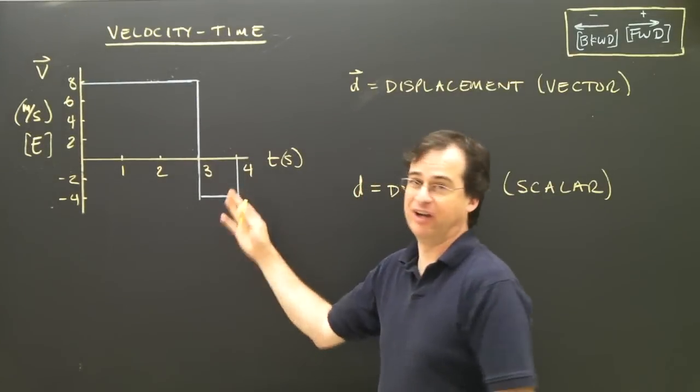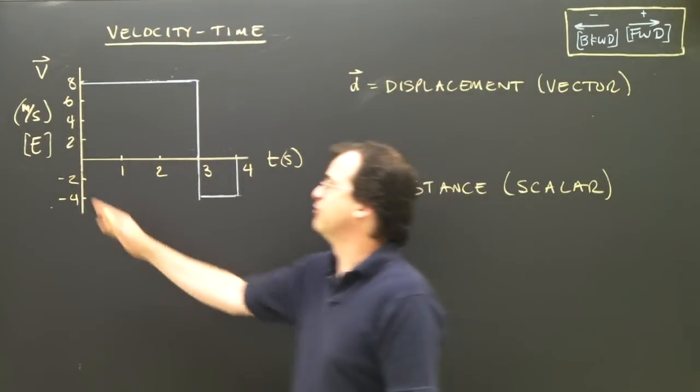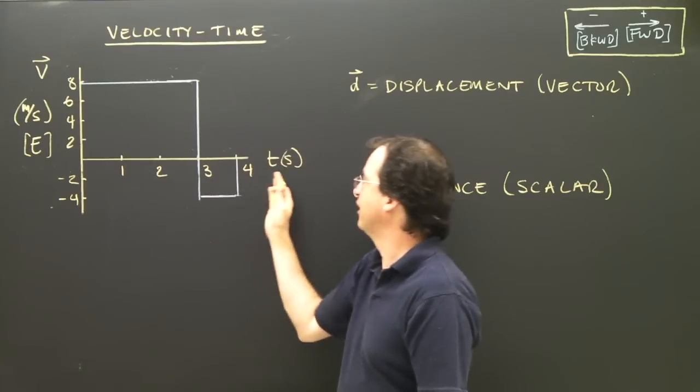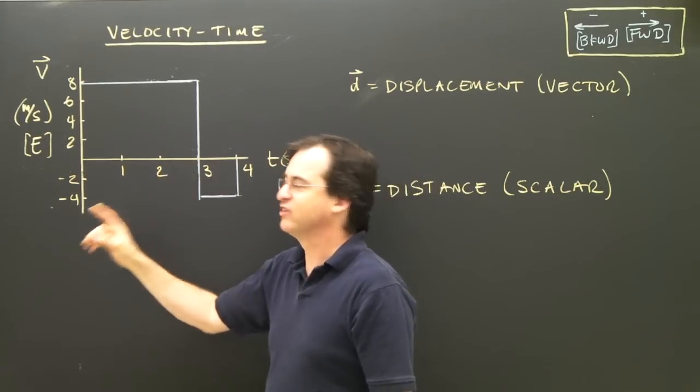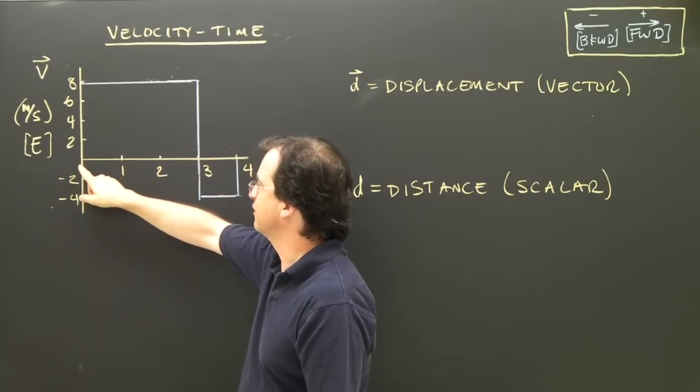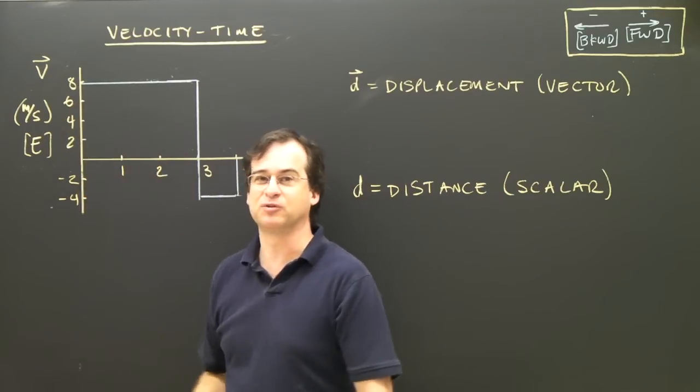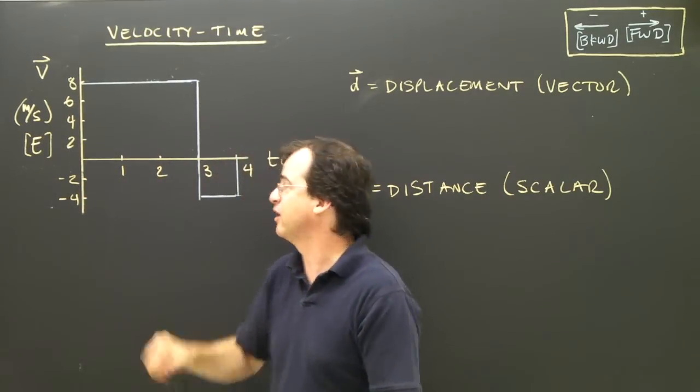Going to take a look at the area under a velocity time graph. Remember, a velocity time graph tells us how fast we're going at any given time. So just first looking at this graph, this is a car, let's say, that's at 0 seconds going 8 meters per second positive, so it's moving forward at 8 meters per second.